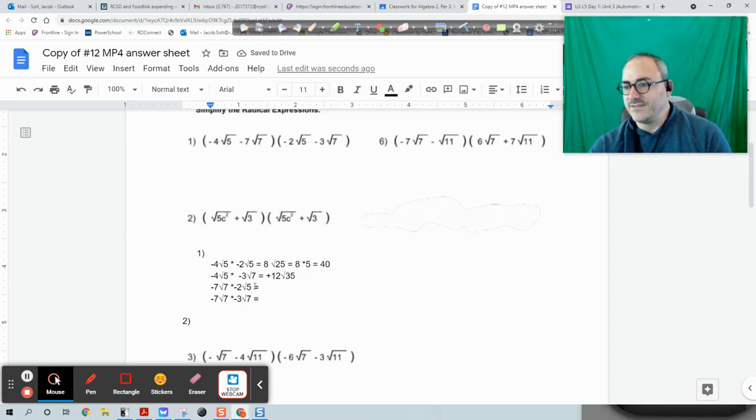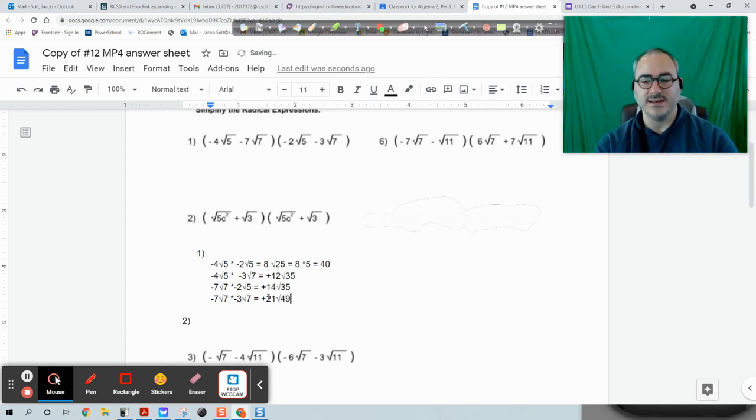Negative 7 times negative 2, that's a positive 14, right? 7 times 2 is 14. And then radical 7 times radical 5 is, again, radical 35. And then we have the coefficients, negative 7 times negative 3, which gives me a positive 21. And then radical 7 times radical 7 is radical 49, and I hope you know that that's the same thing as 21 times 7, which is 147.